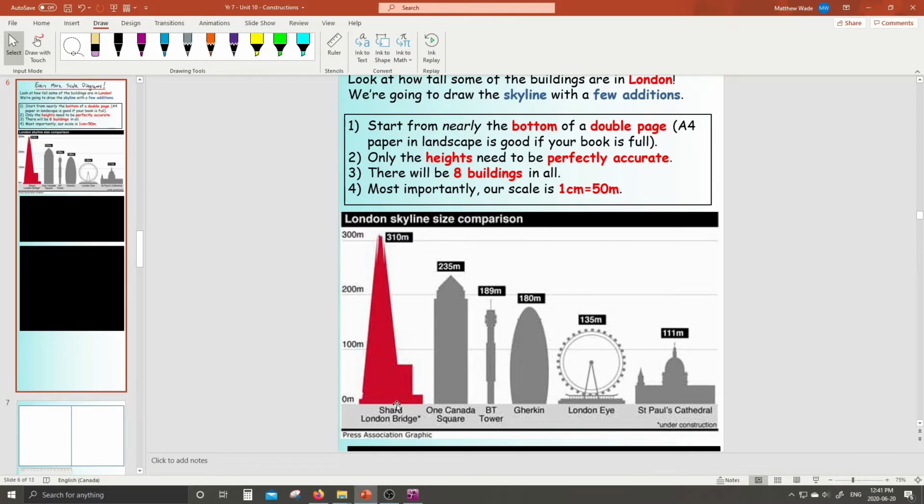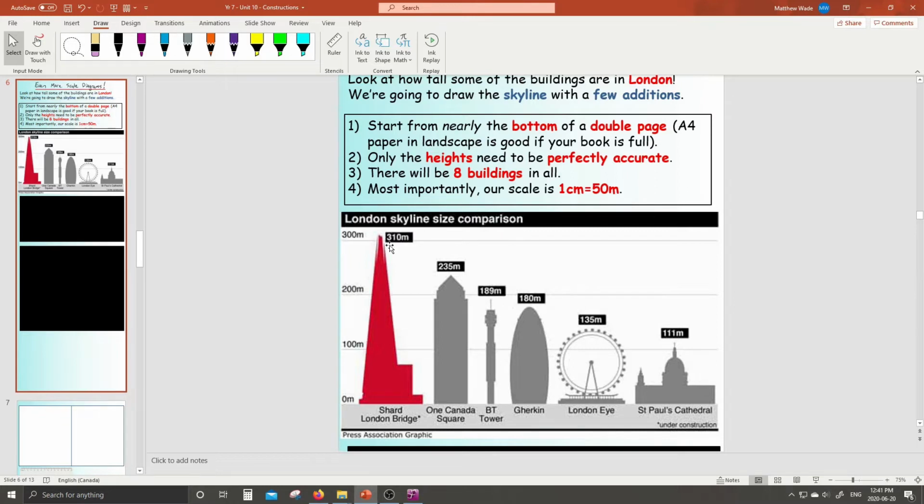So as you probably know, the Shard is the biggest building that we have in the UK, so the London Shard, and it's 310 meters tall. Now, do you know how many centimeters then that means we have to draw into our book? How would you go about calculating that?